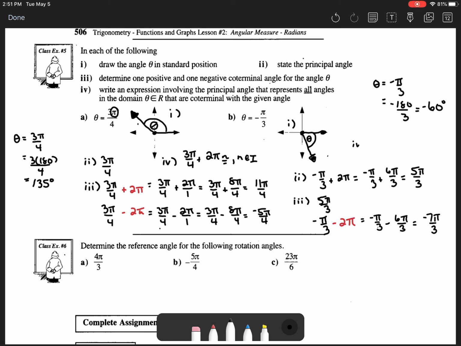And then part 4, here I'll just move back up here for part 4. I take the principal angle, the smallest positive coterminal angle, which was 5 pi over 3, and to that I add full rotations, 2 pi, and again I have to put n there, indicating n is an element of the integers, or a member of the integers, meaning my rotations are full rotations in either the positive or the negative direction. I know that's a little bit confusing.